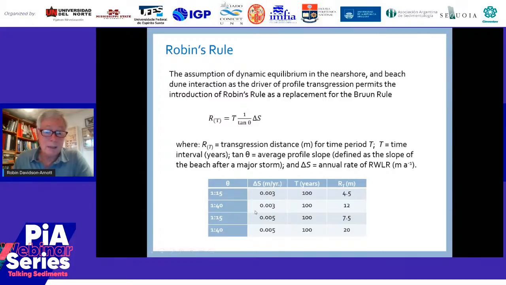If we assume that sea level rise increases to, say, 5 millimeters a year or 50 centimeters a century, those numbers rise to 7.5 and 20 meters. It's still quite small distances, and still very small compared to the recession rates that we can get with only modest negative littoral sediment budgets. So I think this is the kind of number that I want people to look at in assessing what may be causing shoreline retreat and comparing it to what might be predicted from a negative littoral sediment budget.